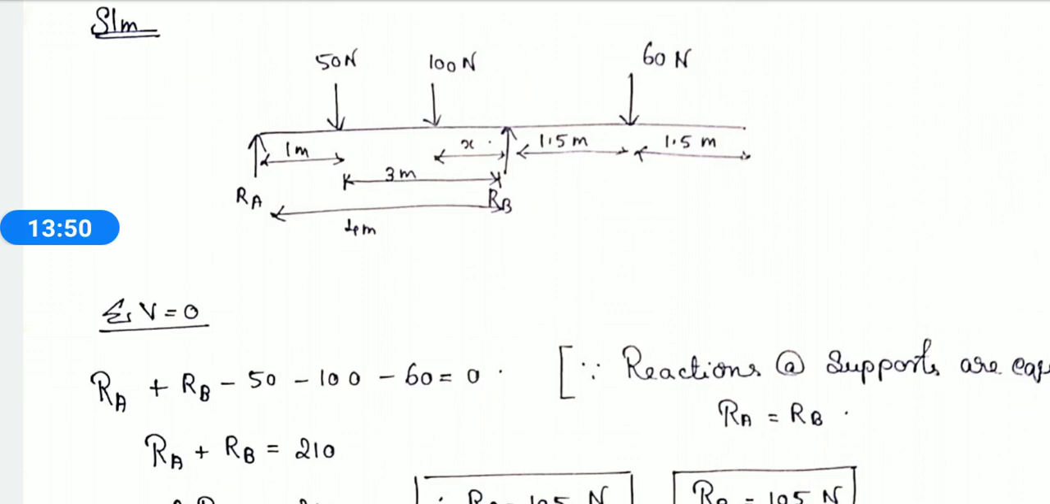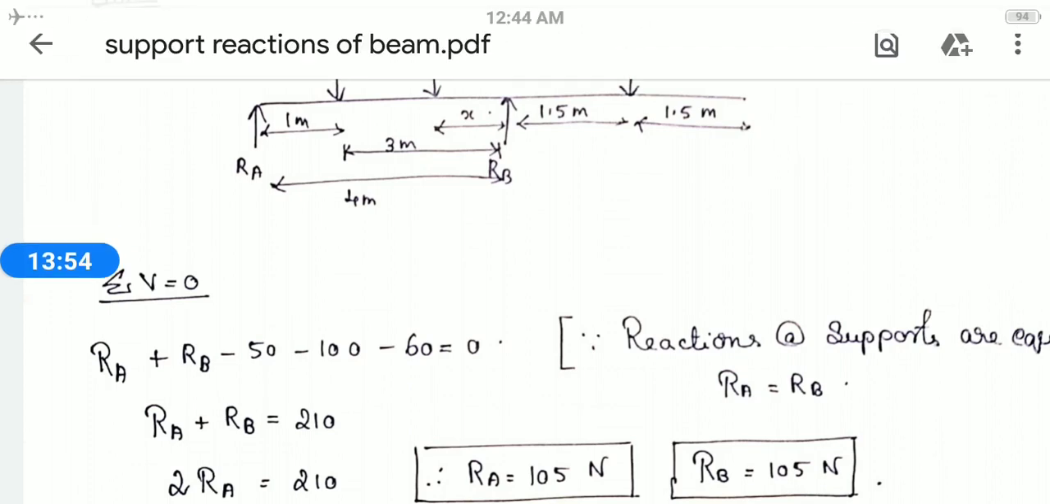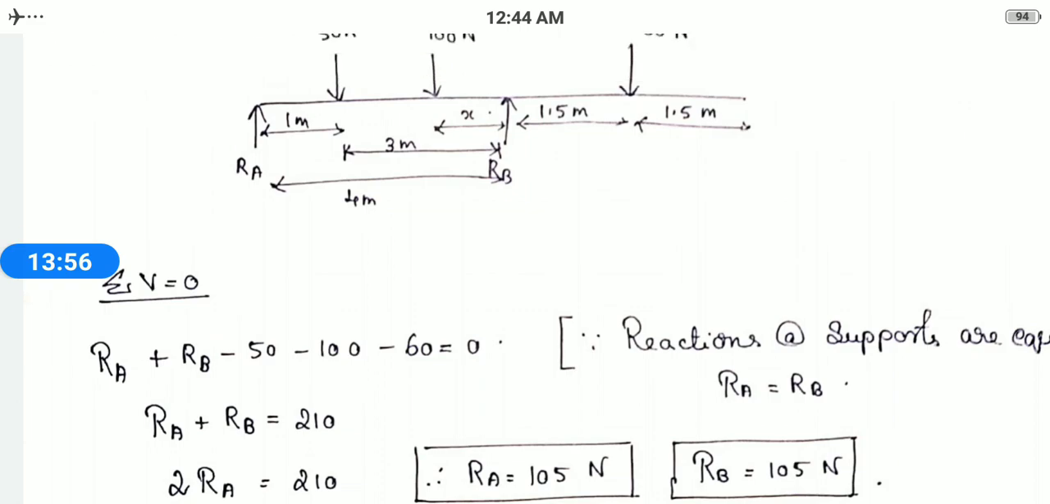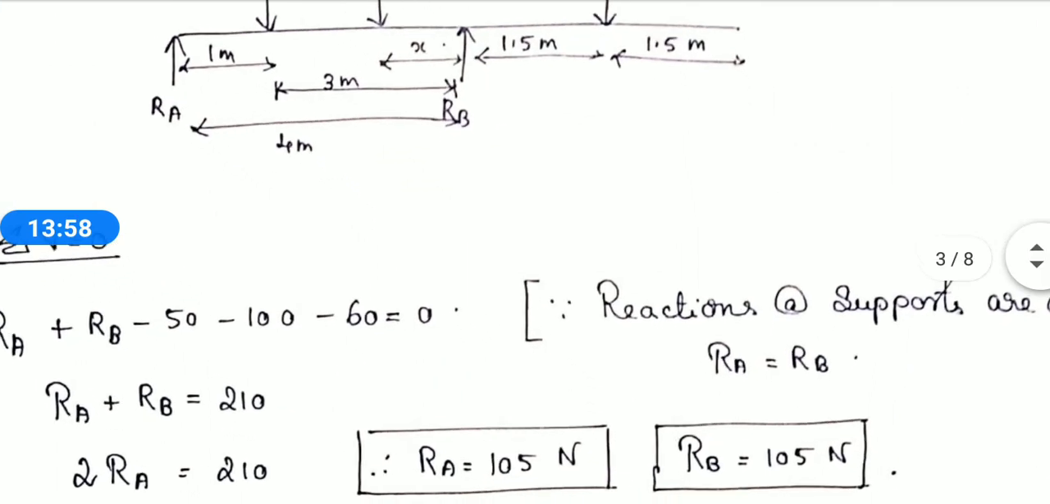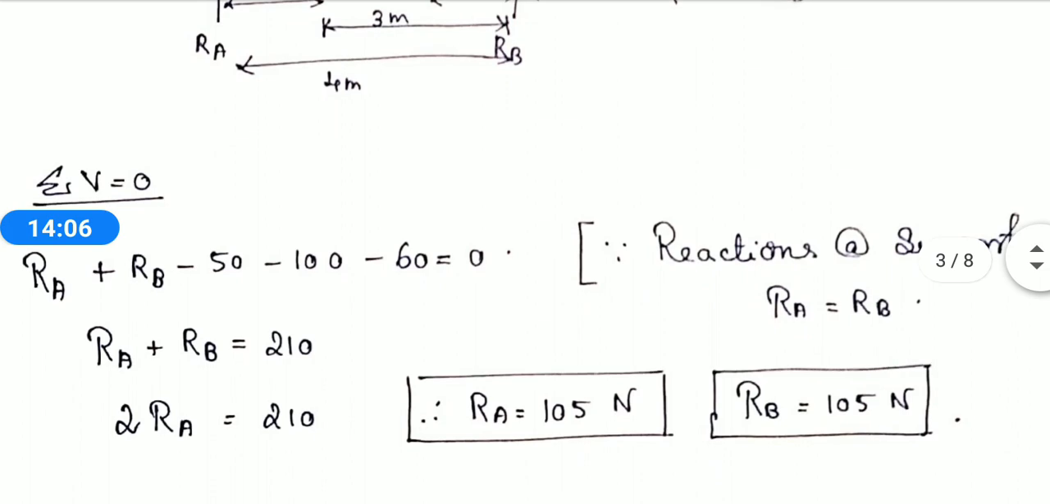Substitute all your vertical forces and have one equation, RA plus RB is equal to 210. In the given question they had given that both the reactions are equal, so I am taking that RA is equal to RB. Substitute in the first equation and get your value for RA. Whatever the RA value, that will be the same for your RB, since they had given both the reactions are the same.